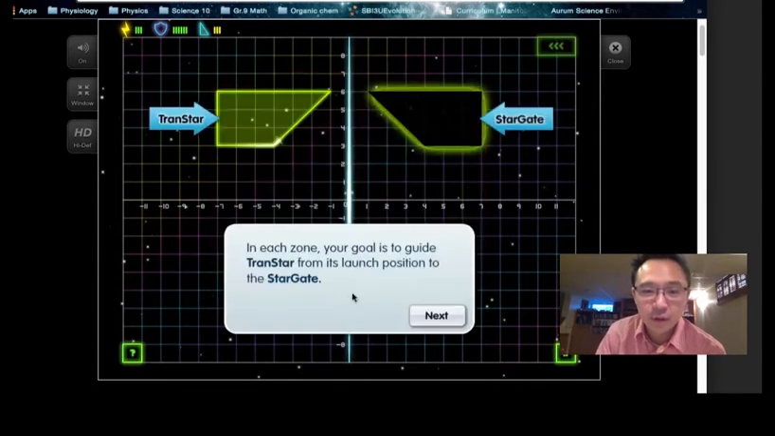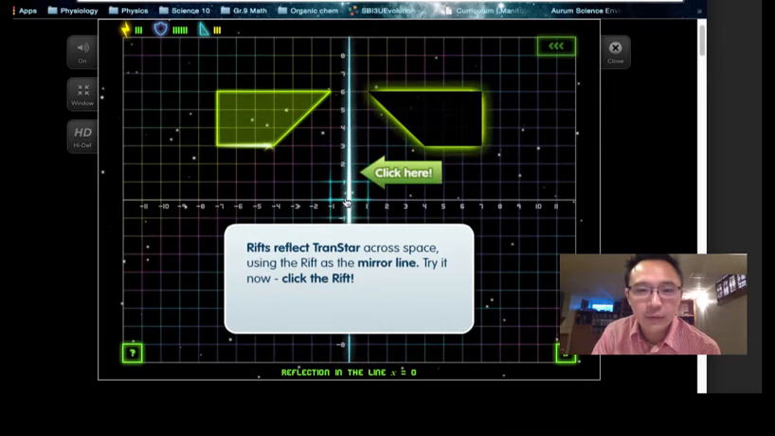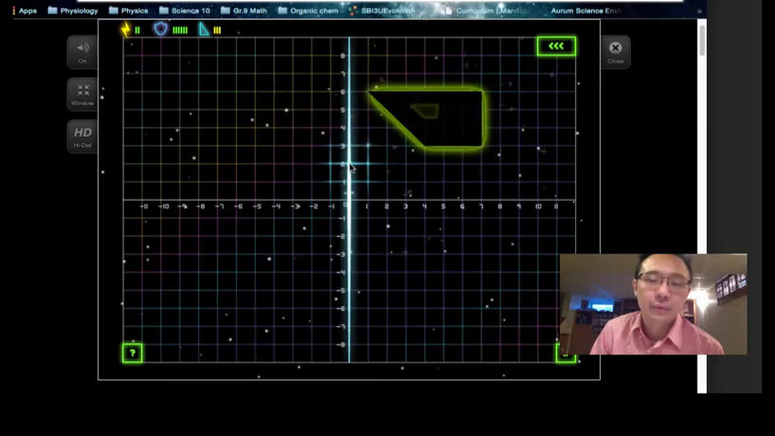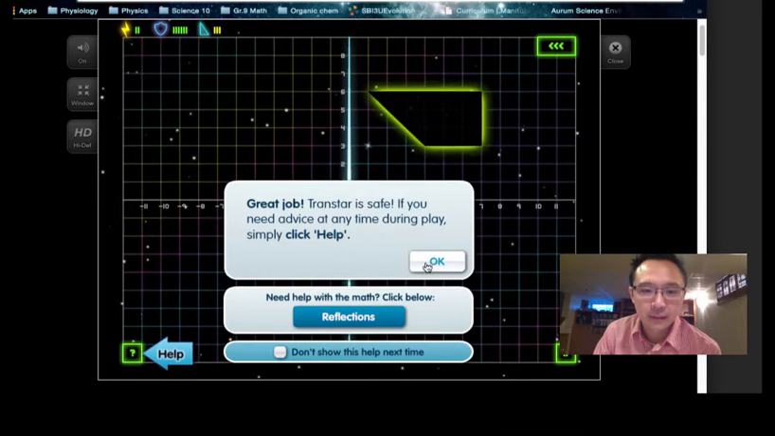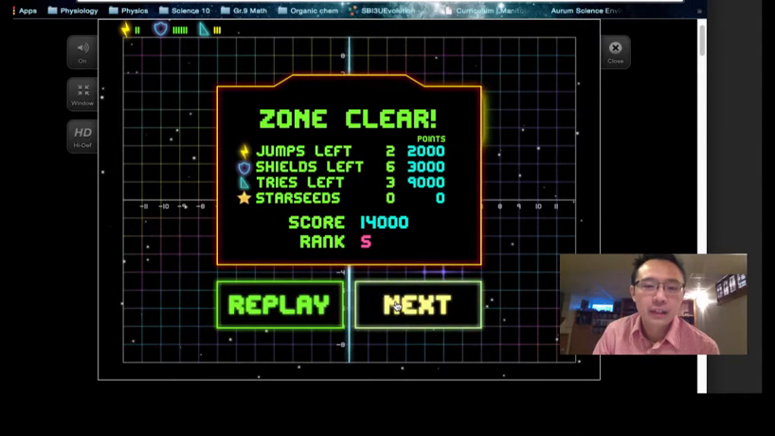This is the first zone, first level. What you have to do is try to get the TransStar, your ship or whatever, to the Stargate through reflection. And the line of reflection is what you have to figure out to reflect it. So if I were to click here, you can see that reflected it. So that's good. If you need some help with reflection, there is that link you can click on.